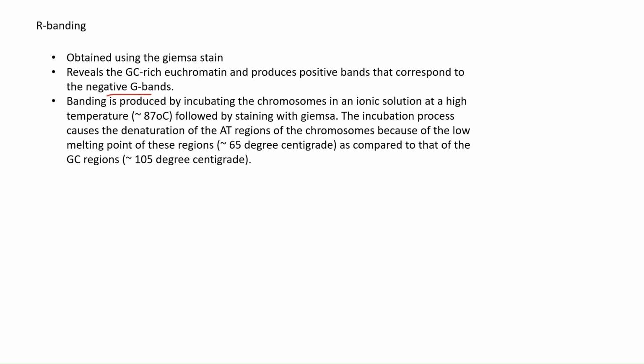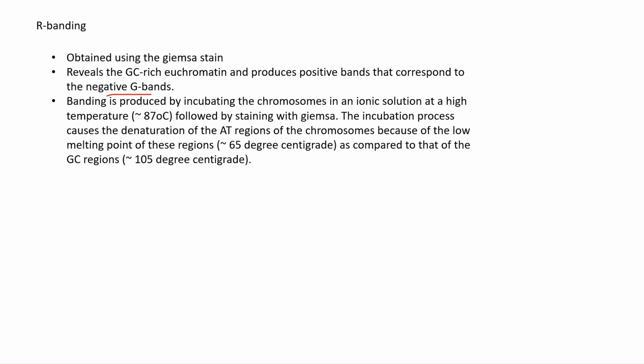Now here for the pre-treatment of the chromosome, it is the process in which the chromosomes are incubated in an ionic solution at a high temperature, around 87 degrees centigrade. After that, it is stained with Giemsa. The incubation process causes the denaturation of the AT region of the chromosome, because AT region has a low melting point, approximately 65 degrees centigrade, as compared to the GC rich.